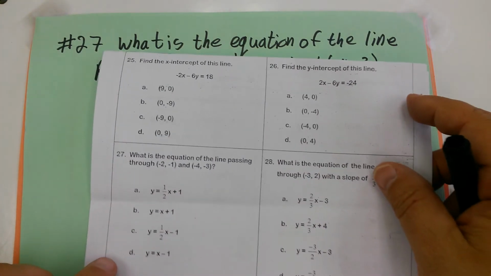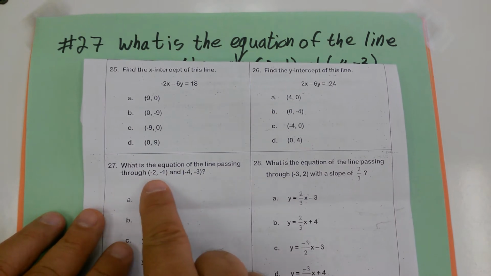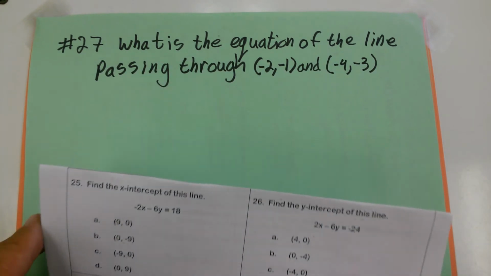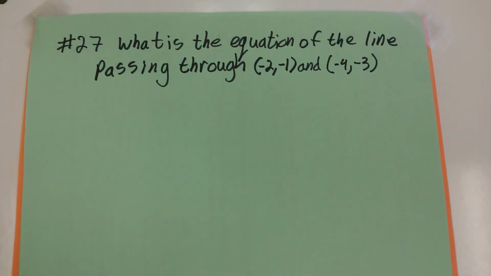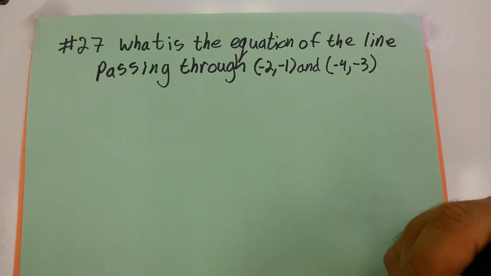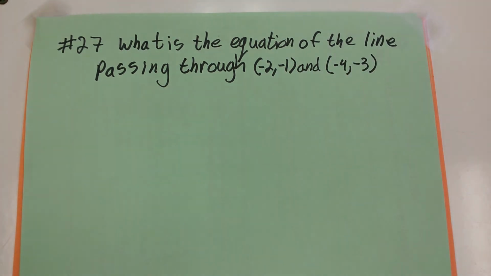Number 27 from the PERT practice test says, what is the equation of the line passing through (-2, -1) and (-4, -3)? This problem isn't really high level, but it takes a high level of perseverance. There's a lot of steps to it. So the first thing I want to do is find the slope of the line passing through these two points.